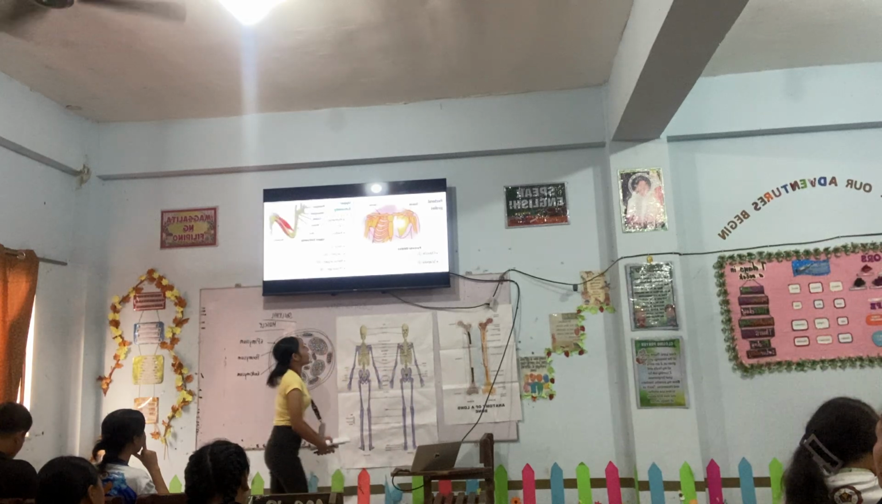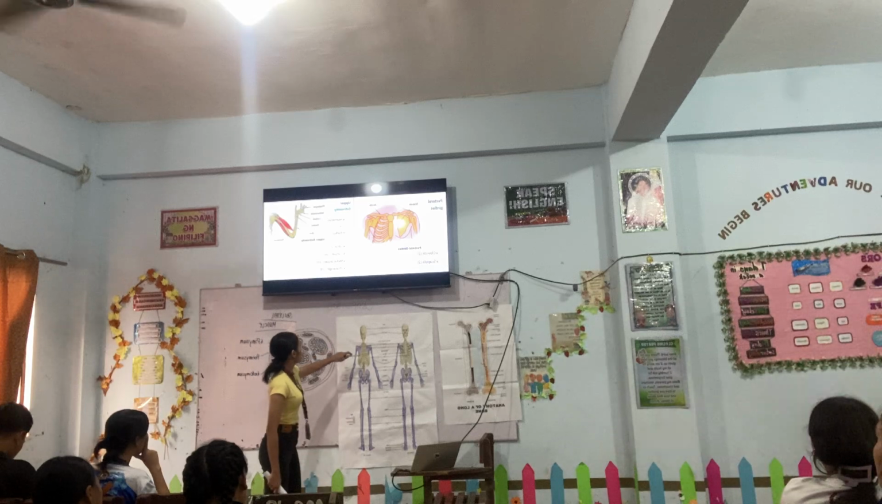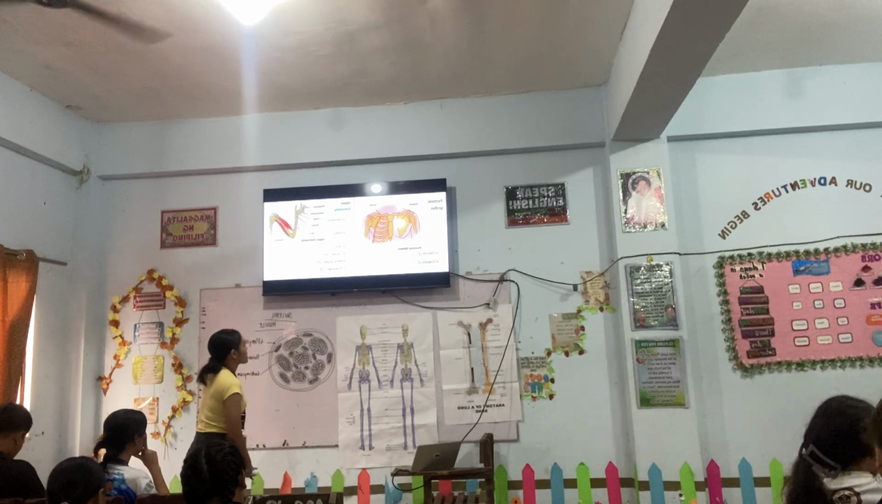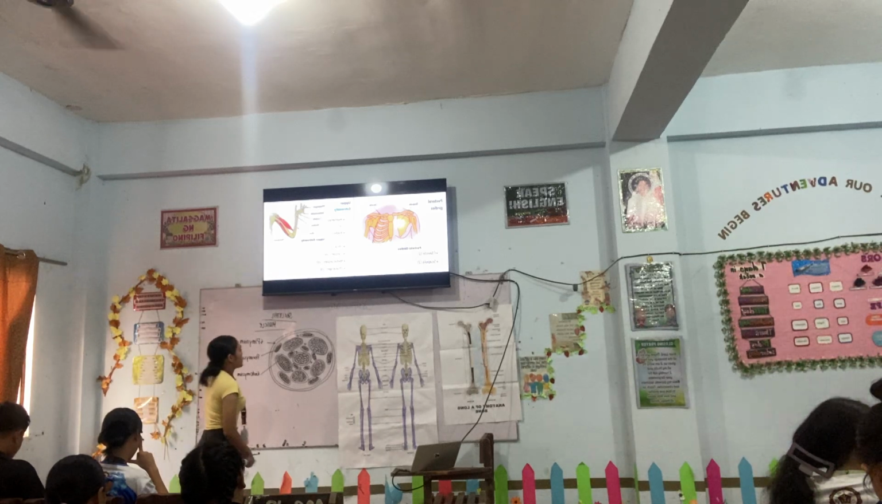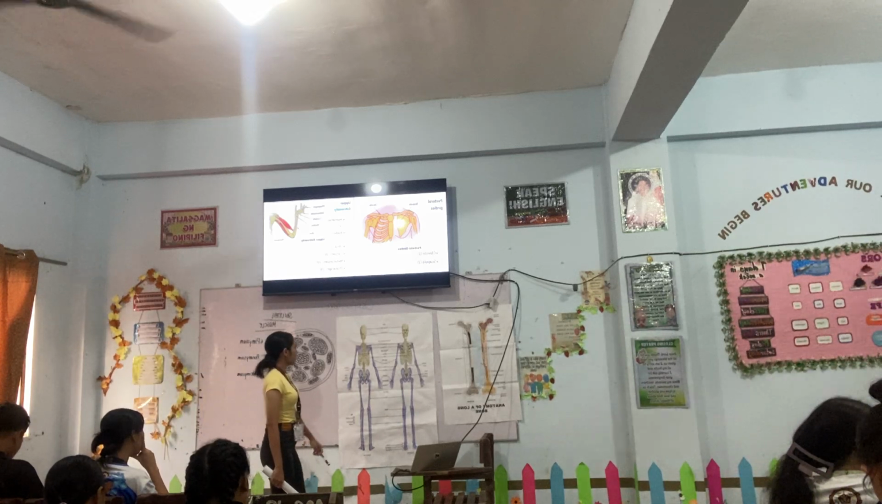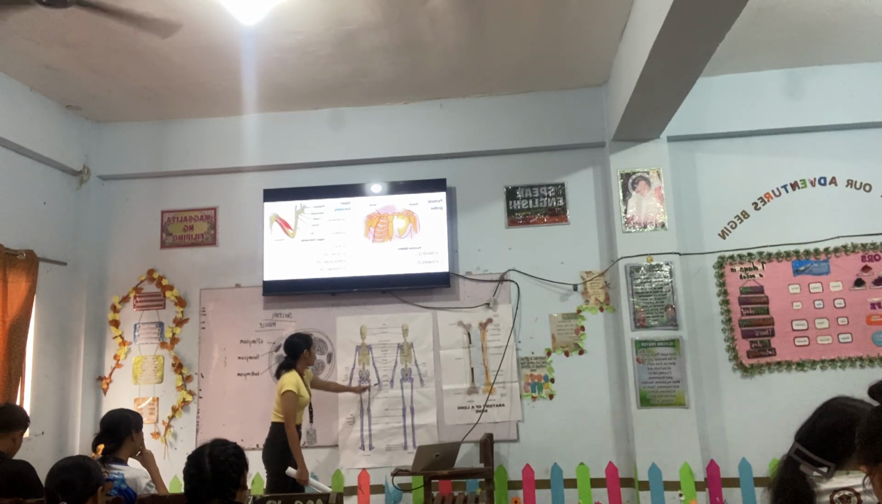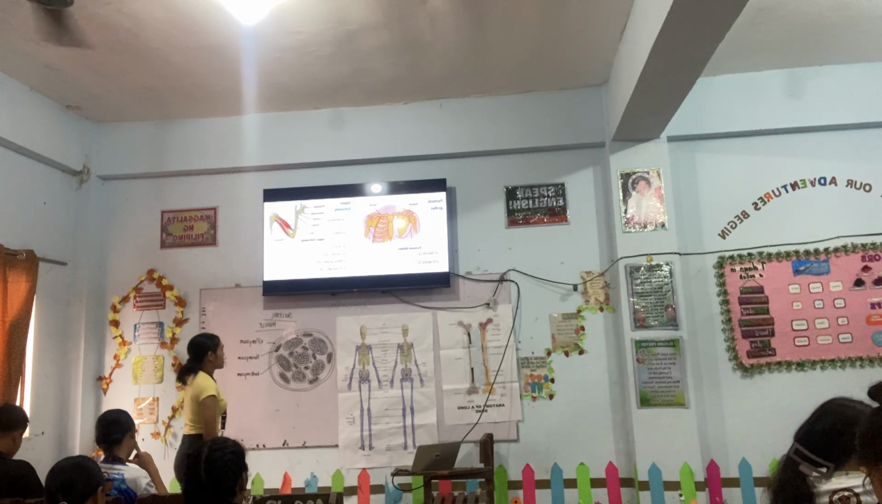First, we have the pectoral girdles, which are composed of our clavicle and scapula. Next is our upper extremity. Our upper extremity is composed of our humerus, ulna, radius, carpals, metacarpals, and phalanges.